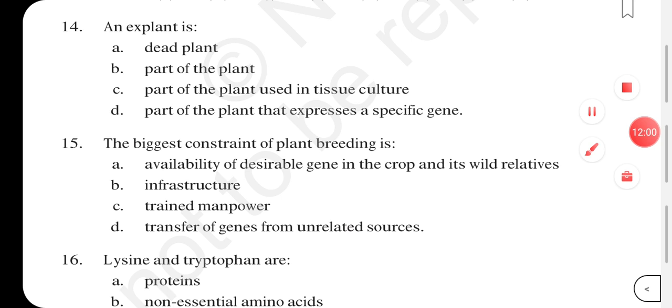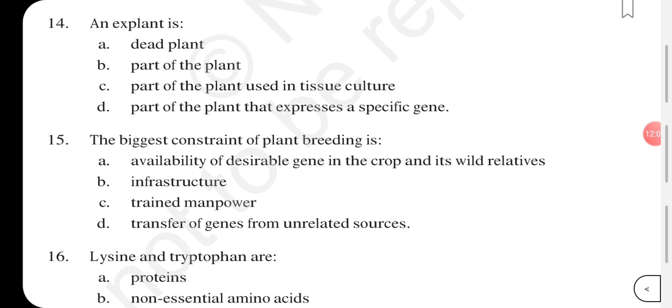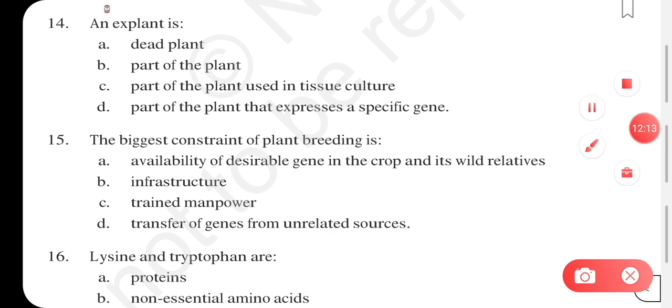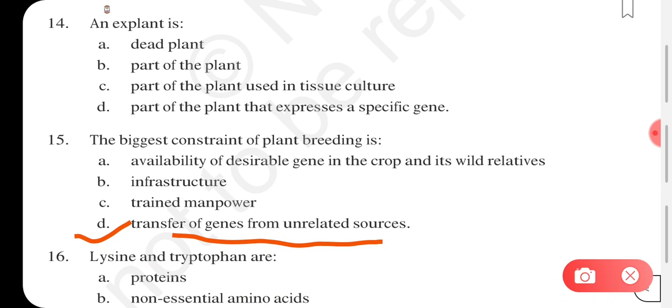The biggest constraint of plant breeding is availability of desirable gene in the crop and its relatives, infrastructure, trained manpower, or transfer of genes from unrelated resources. So here the answer will be option D, that is transfer of genes from unrelated resources. So that is the biggest constraint of plant breeding, okay.